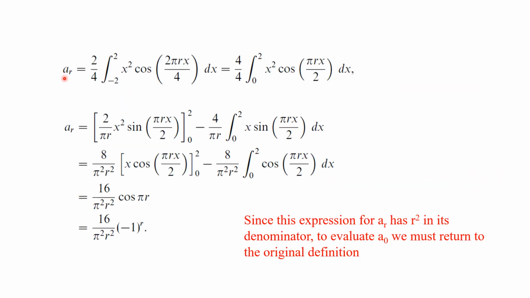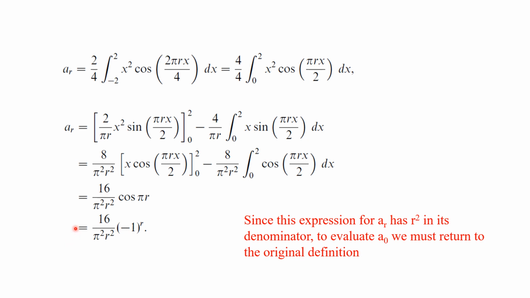Solving for a_r, by integrating this term, x squared cosine(pi r x over 2), you can solve it by yourselves or by using your integration table. You get this value for your integral. So that's 16 over pi squared r squared times cosine(pi r). And cosine(pi r) is equal to (-1) raised to the power of r. So we have a_r equal to 16 over pi squared r squared times (-1)^r. So this is your a_r.